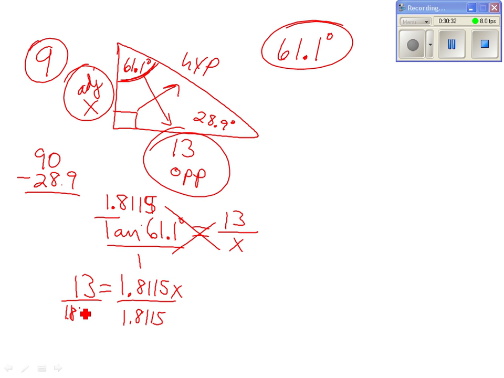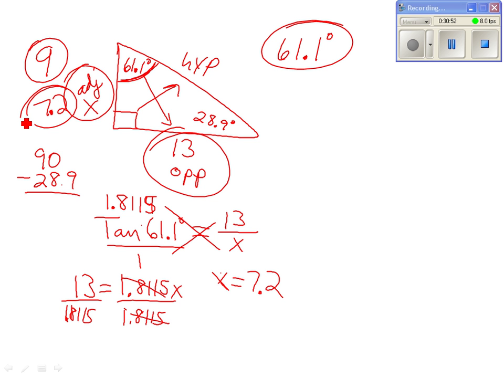Sorry, I wrote my number wrong. What's x end up being this time? 7.1763. 7.17, so we'll say 7.2. So this side right here is 7.2.